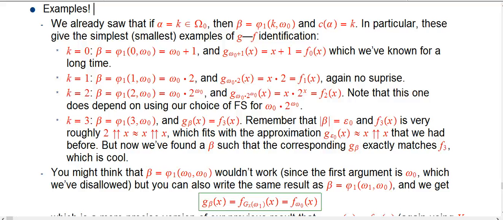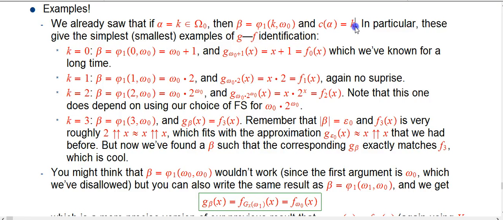All right, let's look at the examples. We'll start with ones that we really actually have seen. If alpha, remember we're looking at phi1 of alpha comma omega naught. That's how we're creating beta. If alpha is actually just an integer, then beta is phi1 of k omega naught. We extract the k and we do a g on it, but that doesn't do anything. And so it's just k.